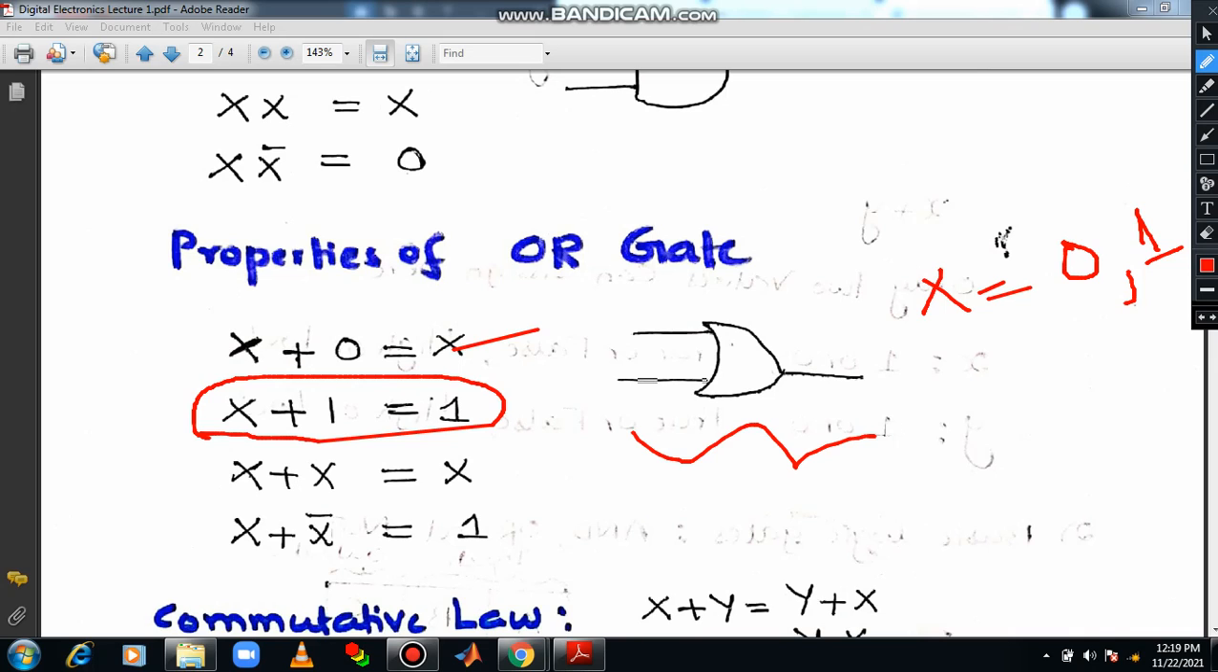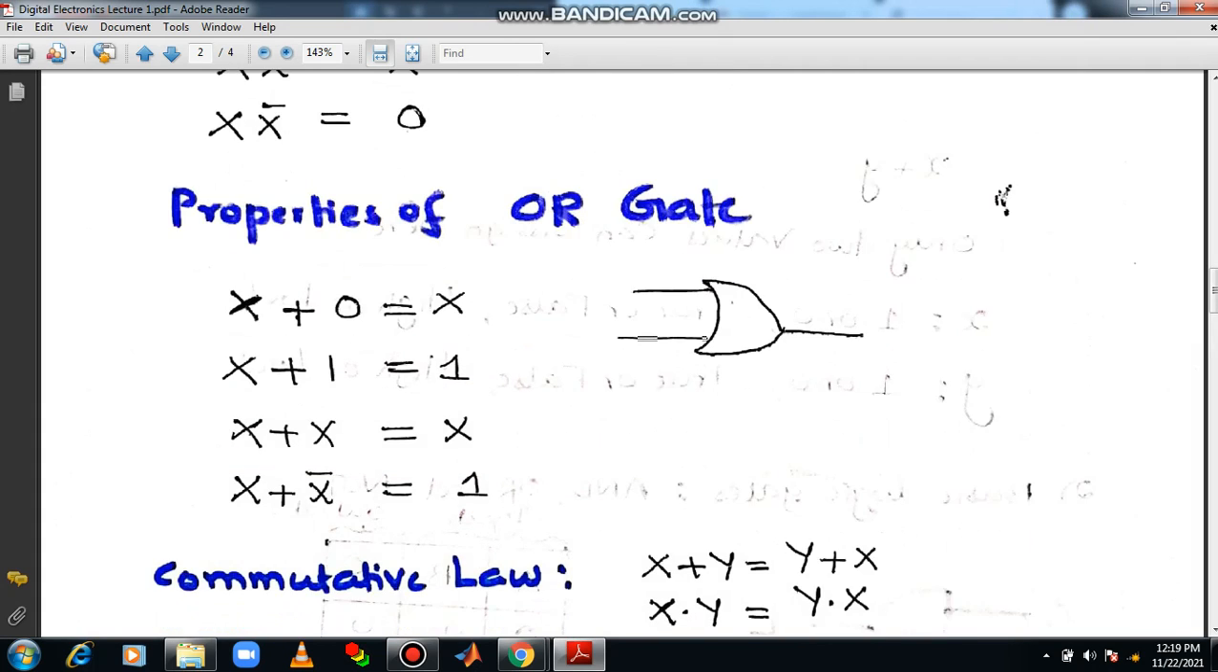And x plus x. What is the value of x plus x? That will be x only. Suppose we put the value of x equal to 1. 1 plus 1, that is 1 or 1, definitely 1. So definitely the answer will be x only. Then x plus x bar is equal to 1. So these are the basic properties of the OR gate. That's also very important from the exam point of view.